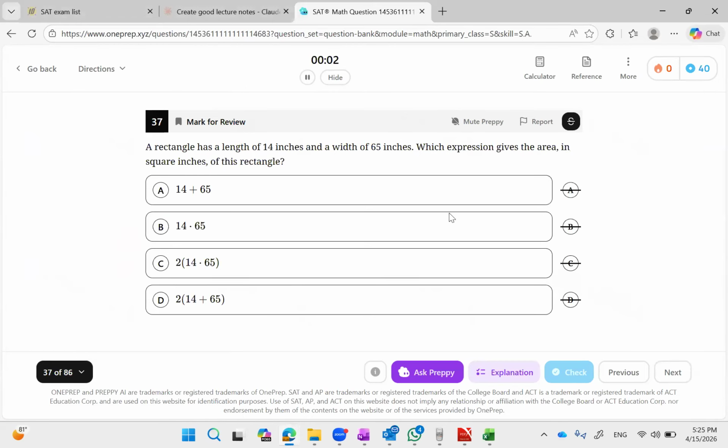Let's go to 37 and 38. A rectangle, where the person gives the area. This is a direct substitution. This is the length. This is the width. So the area is length by width. It's not addition, and not just twice. So the answer is B. Very good.